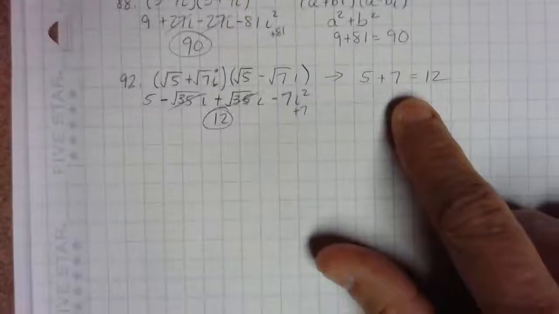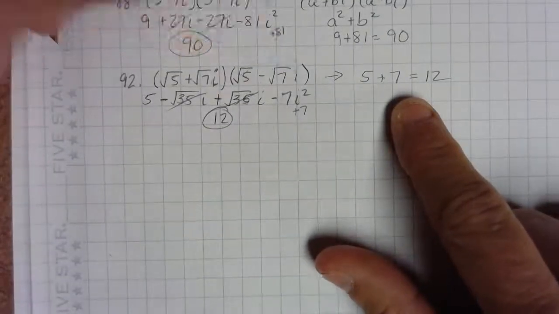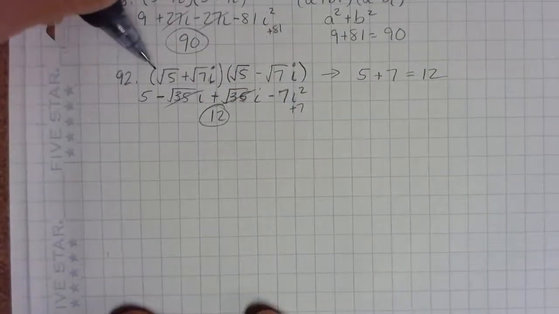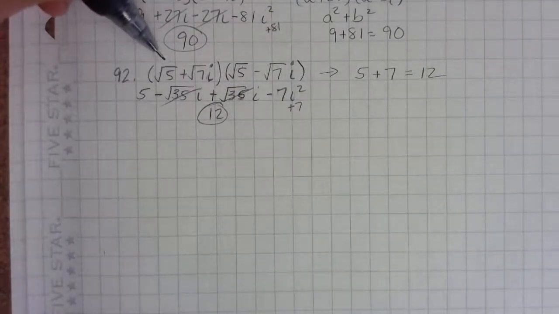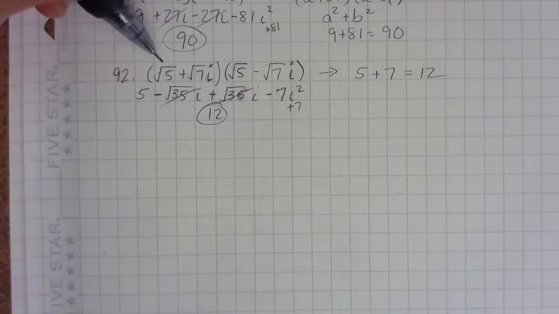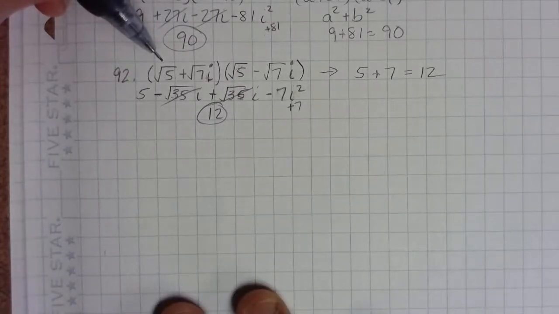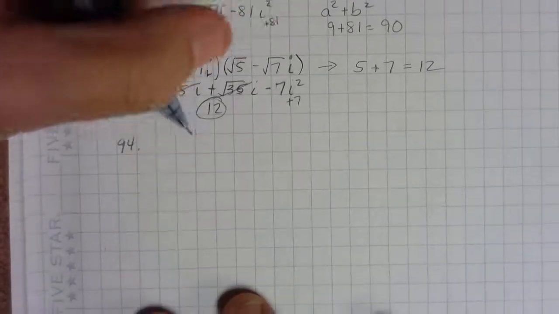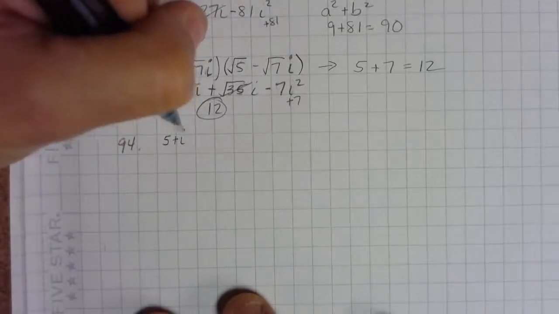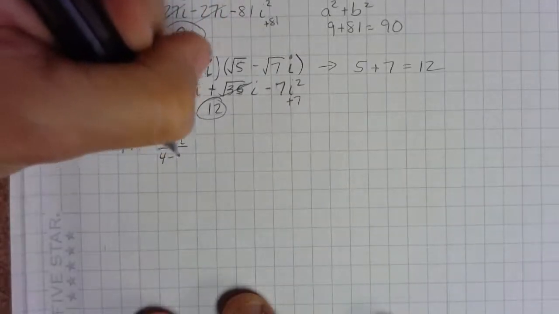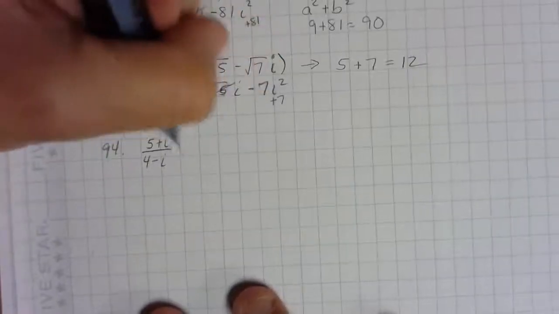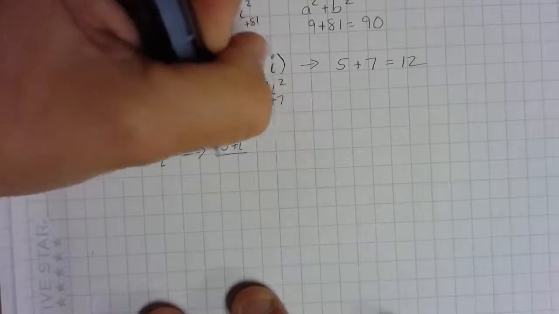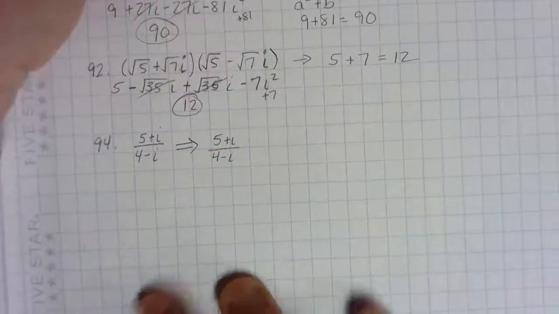So some of you guys are going to start seeing this pattern when you have conjugates being multiplied. Basically, the middle terms cancel, which gets rid of your i's, and you can't run around with your i down in the denominator. That's why we're practicing this, because the next problem they give you, number 94, is 5 plus i over 4 minus i. So, I want to leave the original problem. Can't run around with your i down.